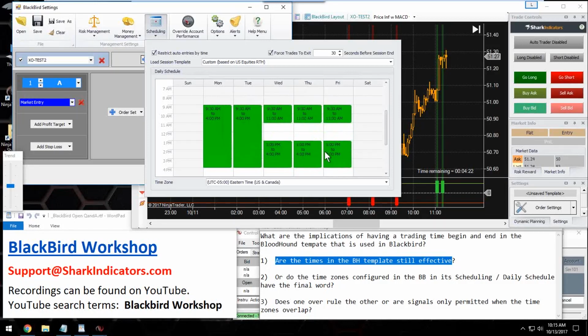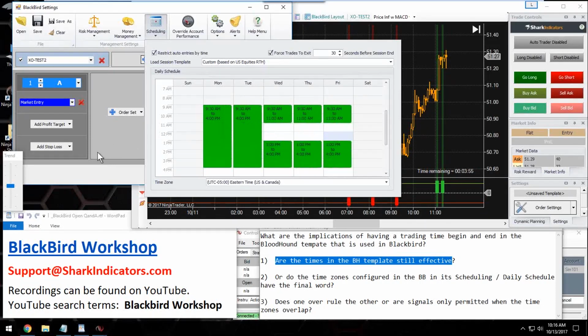So the scheduler affects when Blackbird will trade a signal. If there is a signal inside this 2-hour window that's been blocked out, that's been removed, if there's a BloodHound signal in that, Blackbird just ignores it. Blackbird will just ignore it.